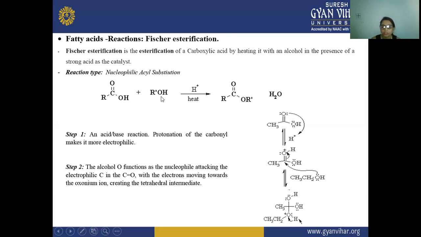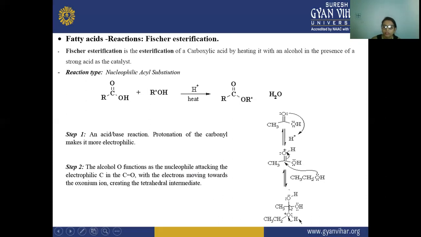Here this O will function as a nucleophile and attack the electrophilic C in the C double bond O, with the electron moving towards the oxenium ion, creating the tetrahedral intermediate. So here the alcohol O functions as a nucleophile, attacking this electrophilic carbon in the C double bond O, and the electrons are moving towards the oxenium ion.